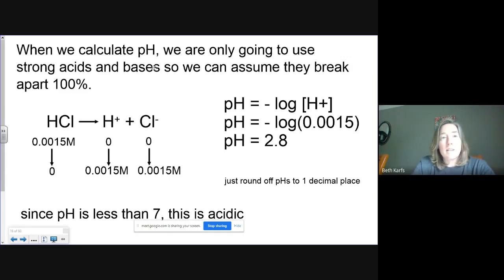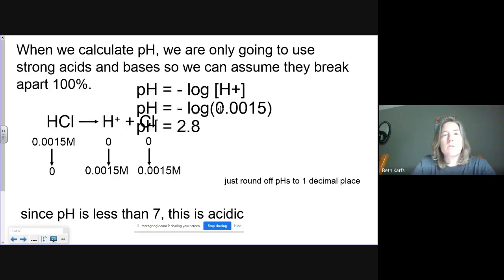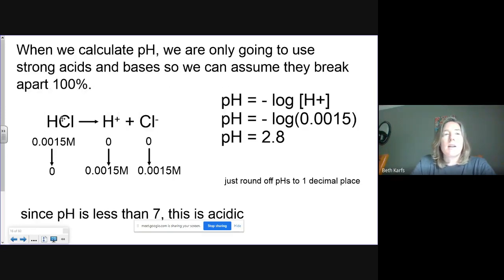So when we calculate the pH of a solution that's got an acid or a base in it, we're only going to use strong acids and bases because that allows us to assume they break apart completely. So I'll do a couple of things. I might just give you the hydrogen ion concentration, so you'll just plug it into the formula, hit the button, and get your answer. Or I might give you an acid compound or a base compound, and we would want you to think about how it breaks apart. So if I give you a strong acid, what we're saying is it breaks apart completely.